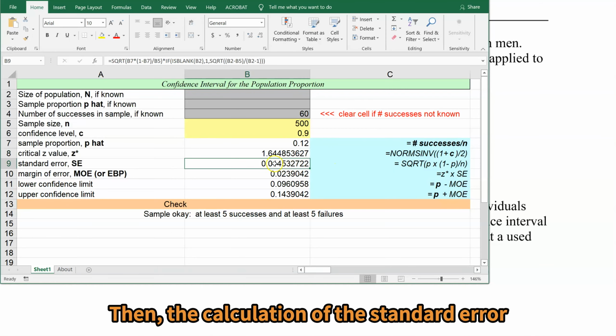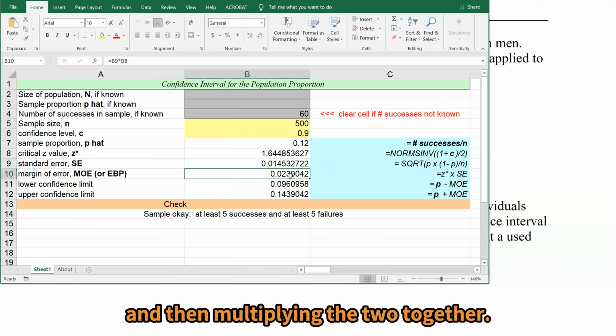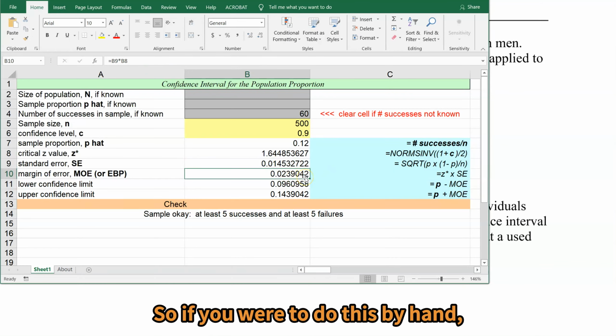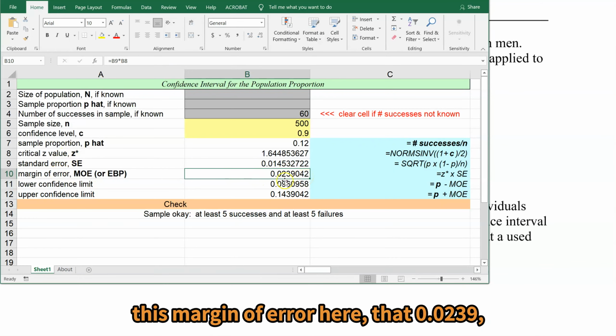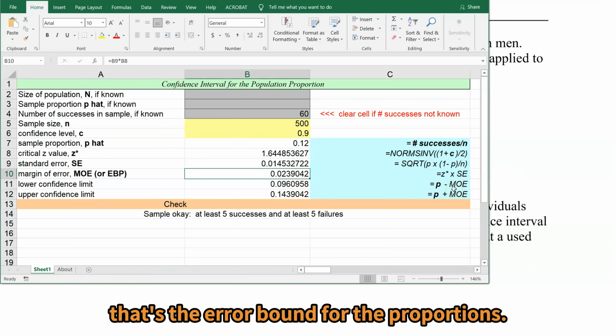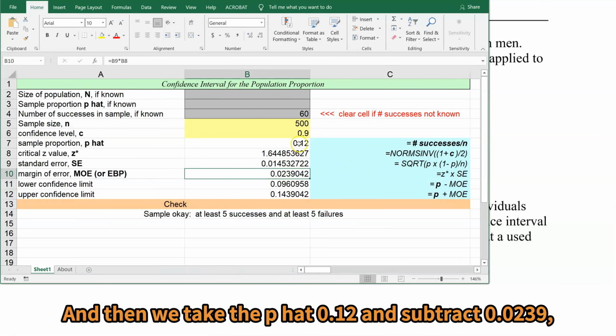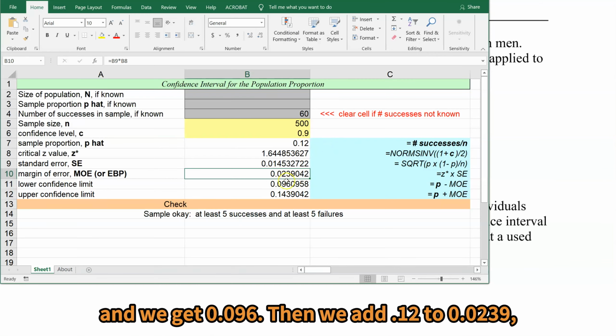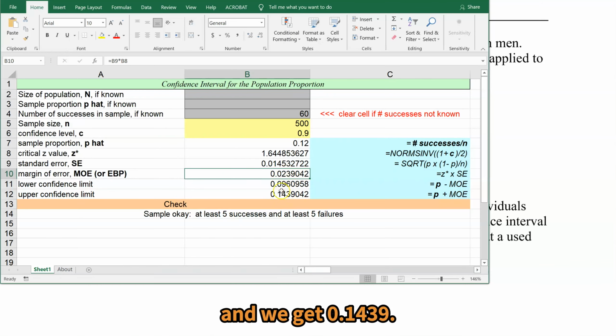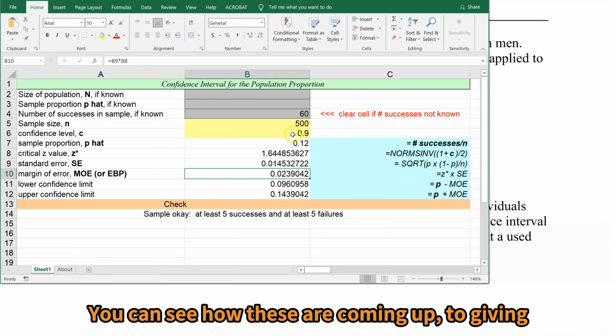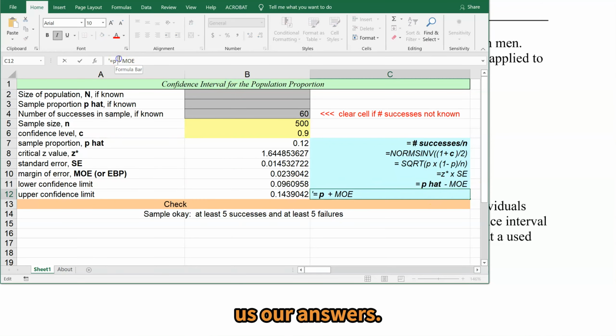And then the calculation of the standard error and then multiplying the two together. So if you were to do this by hand, this margin of error here, 0.0239, that's the error bound for the proportions. And then we take the p-hat 0.12 and subtract 0.0239, we get 0.096, and then we add 0.12 to 0.0239, and we get 0.1439. So you can see how these are coming up to giving us our answers.